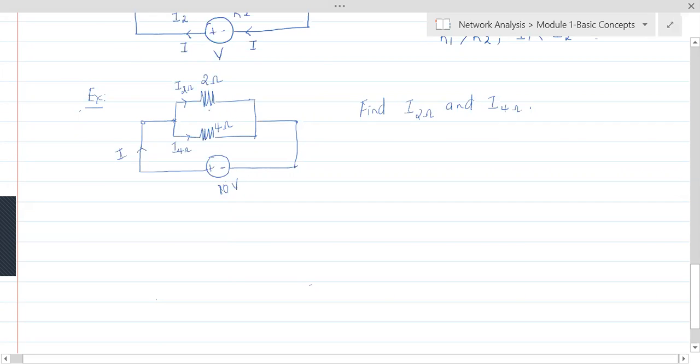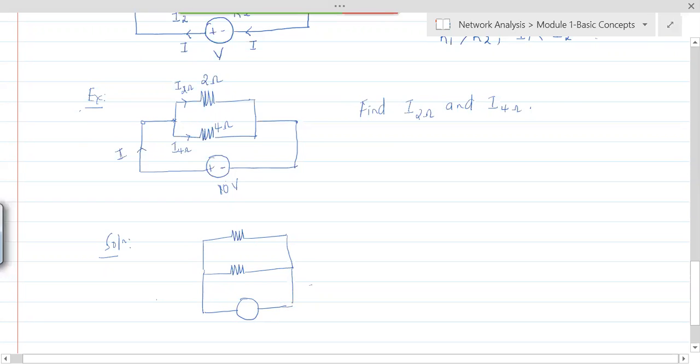See, instead of writing it like this, the same circuit can be written this way also. I'm just talking about this as an example. This is one resistance, this is another resistance, and we have connected a voltage source in parallel. It is the same circuit, just shown in a different way.